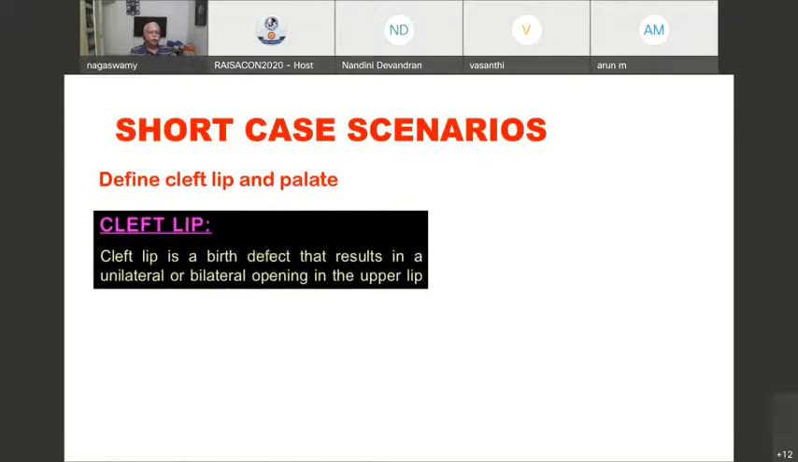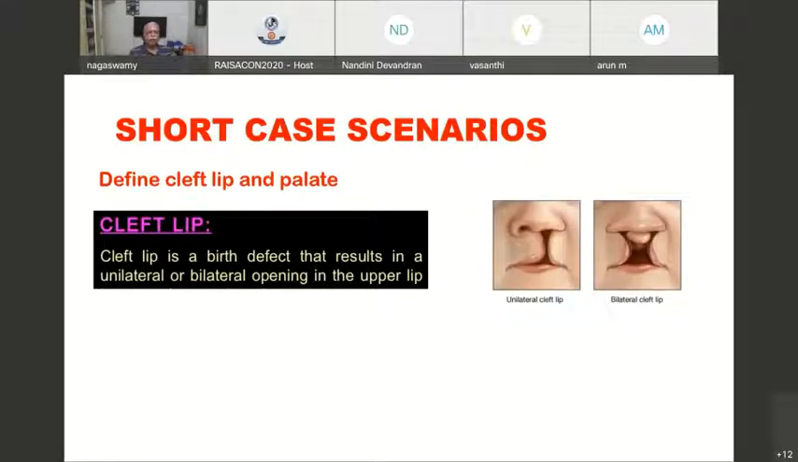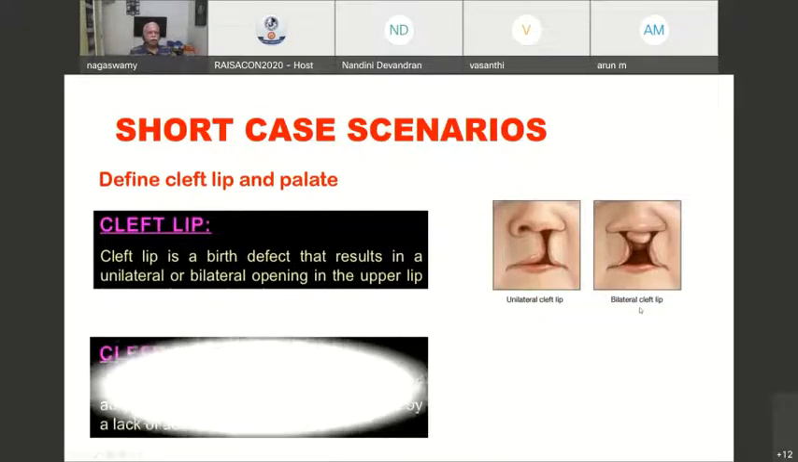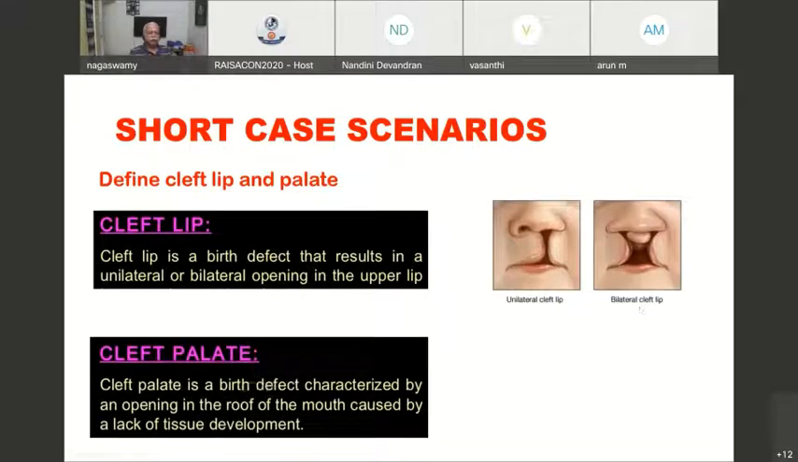So if they ask you the definition of a cleft lip, it is a birth defect that results in a unilateral or bilateral opening in the upper lip. So a unilateral cleft lip is like this, bilateral will be like this. And if it is a palate defect, it's again a birth defect characterized by an opening in the roof of the mouth caused by a lack of tissue development.